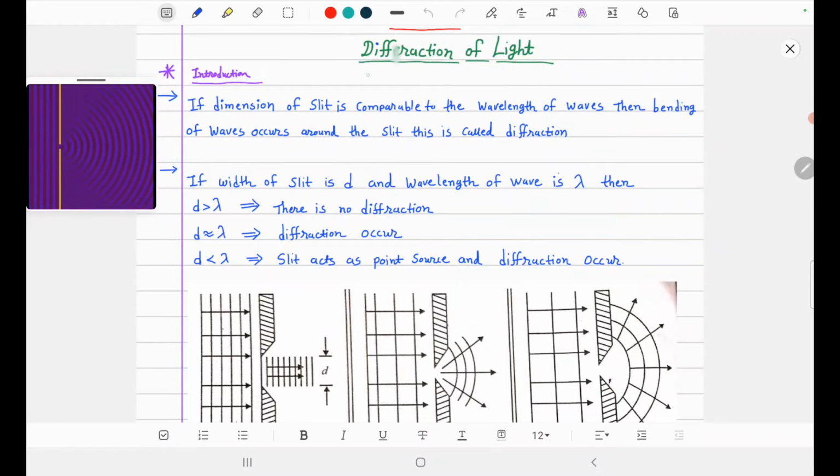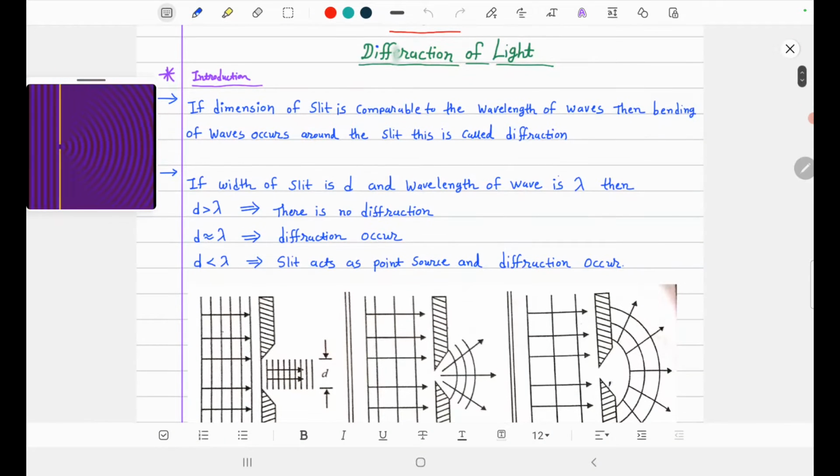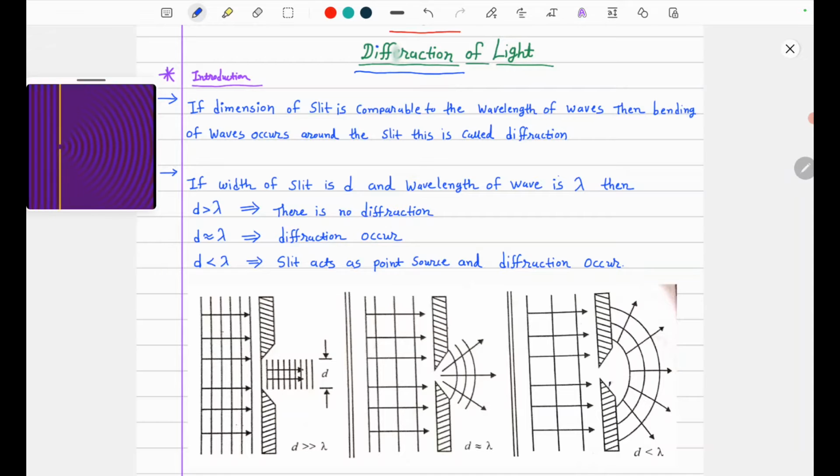Today our topic is diffraction of light. First of all, we understand the definition of diffraction.